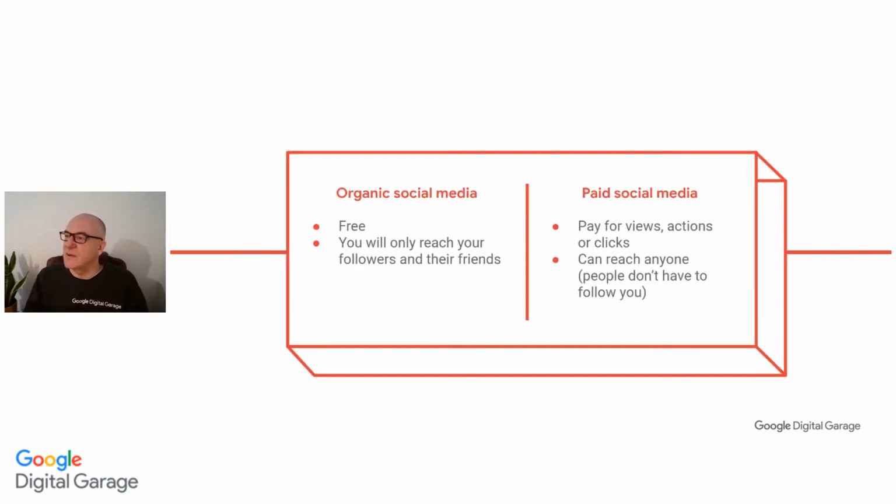So the difference between organic social media and paid social media is quite stark as well. Organic social media is free. So you have a free account. That essentially means, I think, from how the market is positioned, that you are the product there. Nothing really comes for free. So you will only reach your followers and their friends, whereas with paid social media, you pay for the views, actions, and clicks that are taken, and you can reach anyone. And that really is the key here.